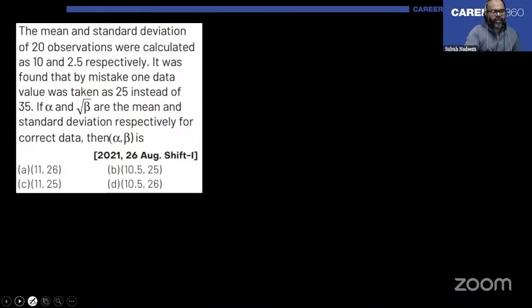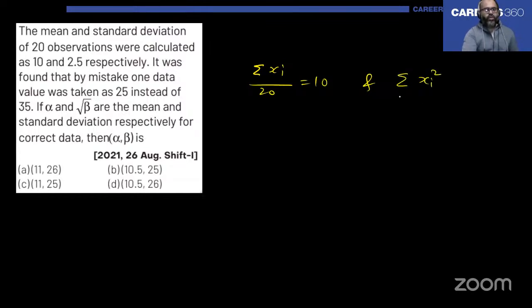The mean and standard deviation of 20 observations were calculated as 10 and 2.5. Okay, so sigma of these 20 observations divided by 20 is equal to 10, and sigma of the square of these 20 observations divided by 20 minus the square of the mean, which is 10 squared, is equal to 2.5 squared. Here sigma xi by 20 is equal to 10.